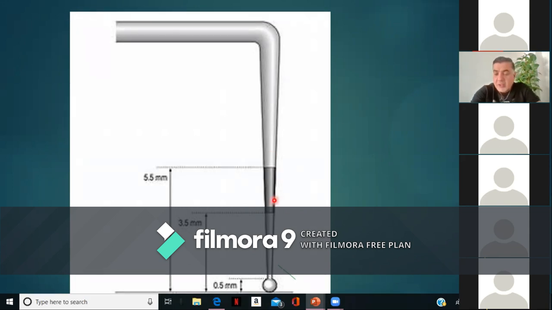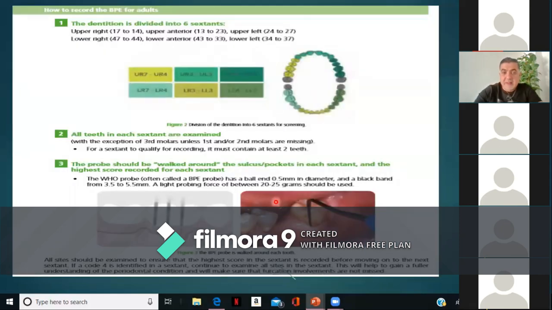In your exam, it might come as a skilled OSCE, so you need to know how to practice BPE properly. So this is the dentition, six quadrants: 3 to 3, 4 to 7, 4 to 7, 4 to 7, 3 to 3, 4 to 7. You will start systematically, please, from upper right, then you will move like this, then downward, then left, or opposite like this, then downward, then to the same side.